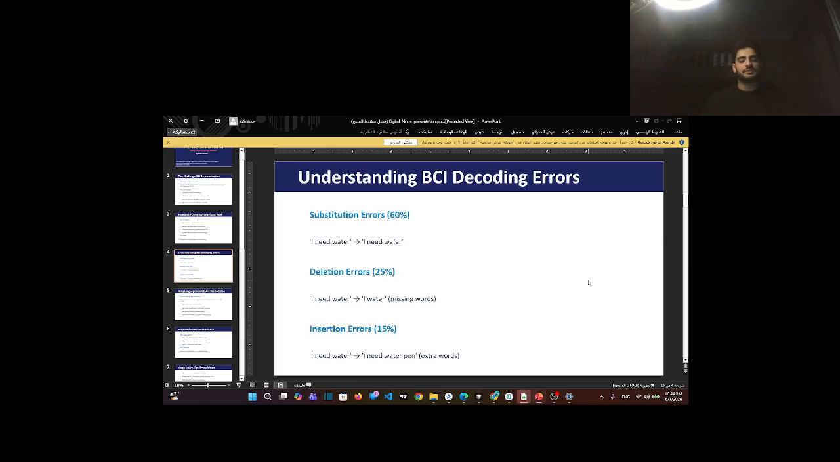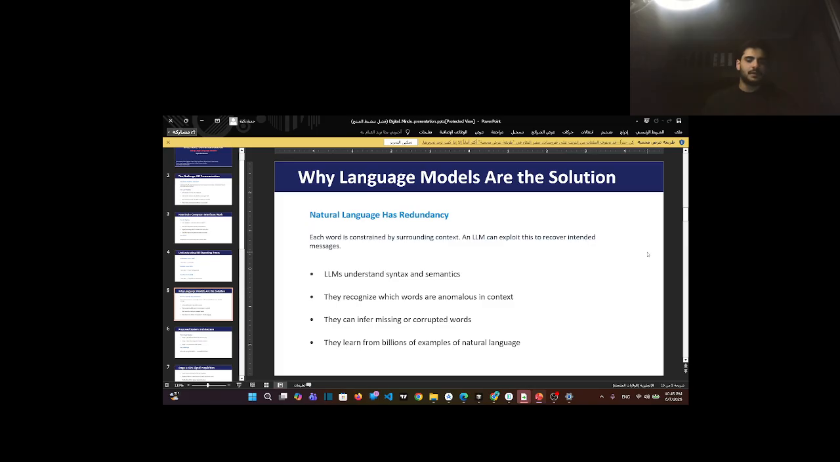These errors are dangerous because BCI communication is often used for essential needs. A wrong word can make the user's intentions unclear or even misleading. So the goal is not only to decode brain signals, but also to recover the intended messages as accurately as possible. Let's go to slide 5.